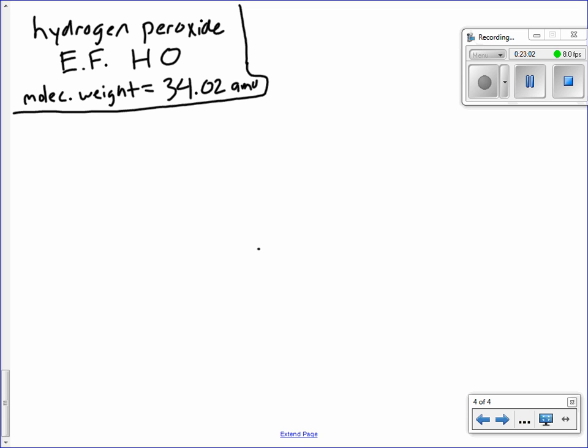So this is what you'd be given. You have a compound called hydrogen peroxide. It's got an empirical formula of HO. And its molecular weight is 34.02 AMU. Your job is to find the actual molecular formula. Okay? Which is really the actual chemical formula here.